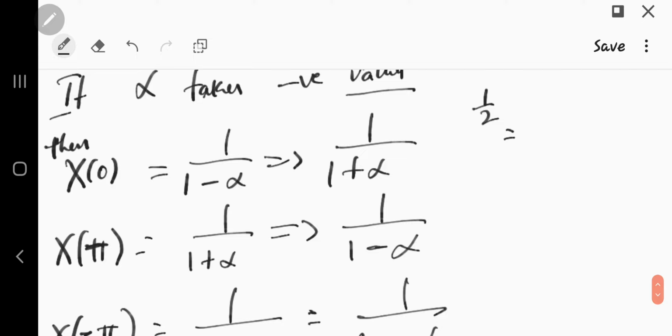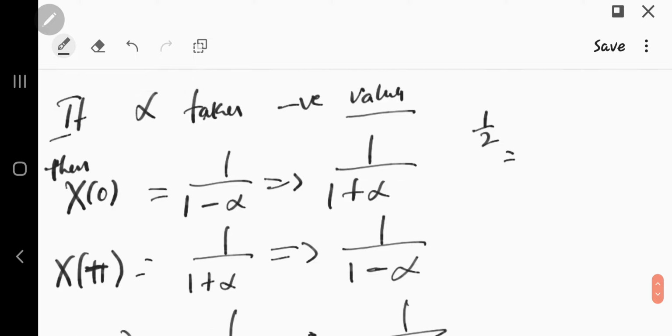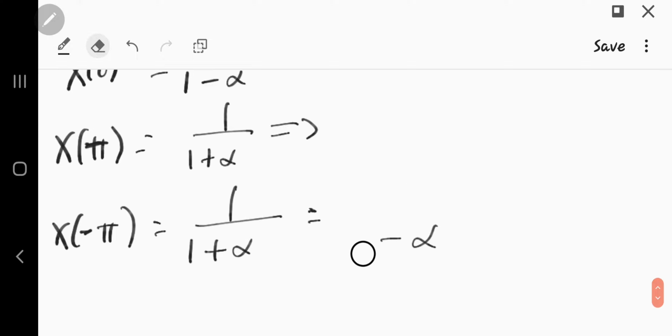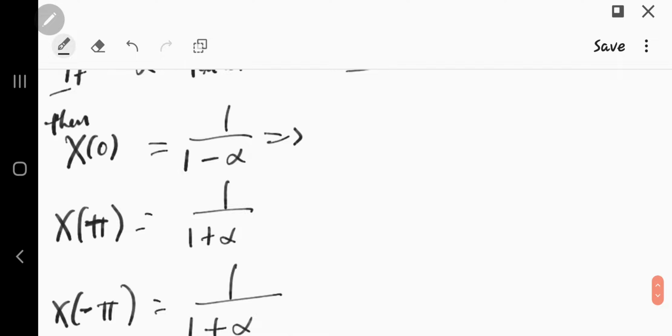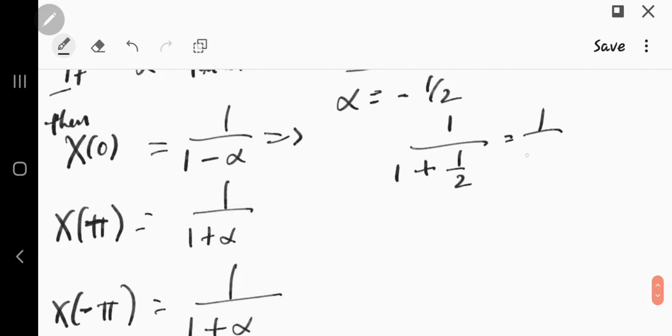Now if you apply any value like 1 by 2, you can do it in two different ways. One is you can change the values of alpha here and apply the positive value for that, or if you want to avoid this and are getting more confused, don't bother with all these things here. Just put the value for the negative alpha. Alpha is equal to minus 1 by 2. That will give you 1 divided by 1 plus 1 by 2, that is 3 by 2, so 2 by 3.